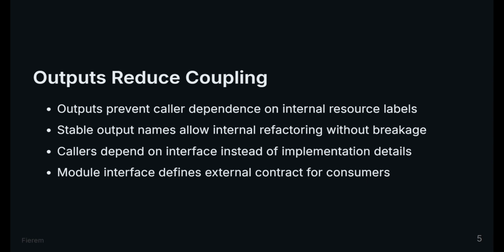Without outputs, callers become tempted to duplicate logic, guess identifiers, or break encapsulation by restructuring modules incorrectly. Outputs prevent that by turning hidden internal facts into deliberate exported facts. This reduces coupling because the caller depends on the named interface instead of a specific internal resource label. If the child module later renames a resource internally, callers do not break as long as the output name and meaning stay stable. Output names therefore become part of the module's public contract.